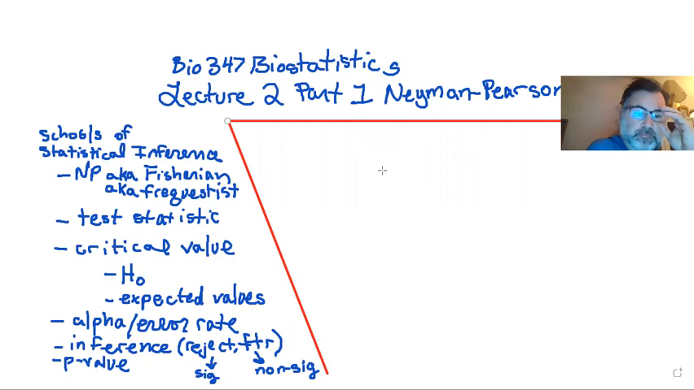All right. So the things on the left are the things we'll cover. We've already covered the two schools of statistical inference. We talked about Neyman-Pearson, that it's also called the Fisherian school, or the Fisherian significance, and Frequentist.